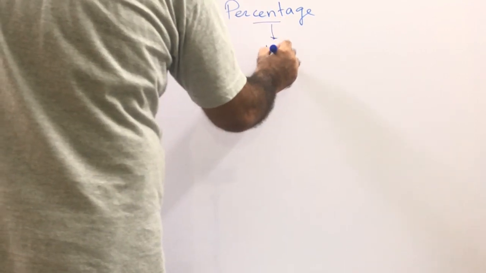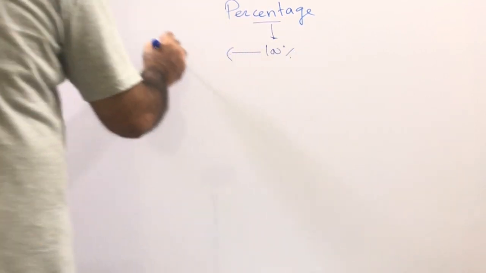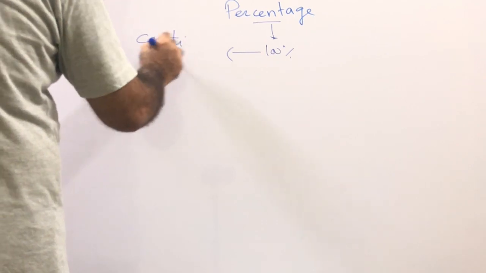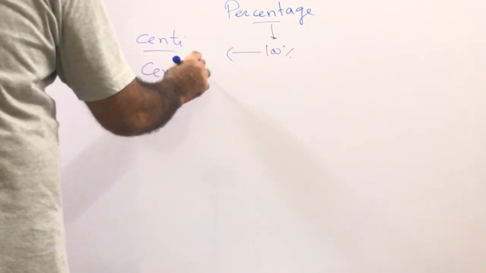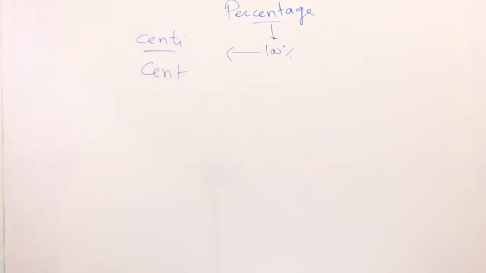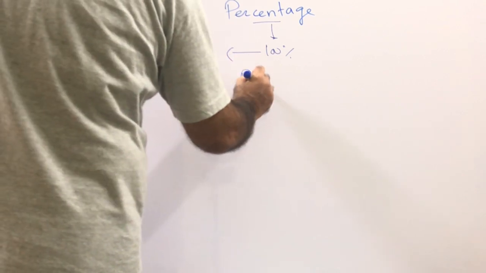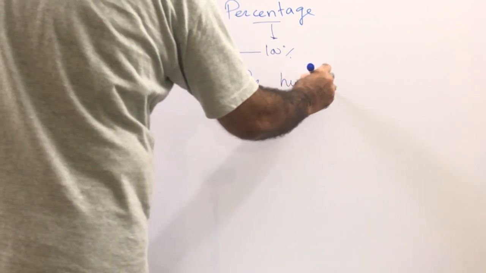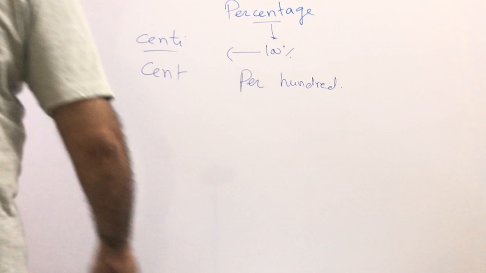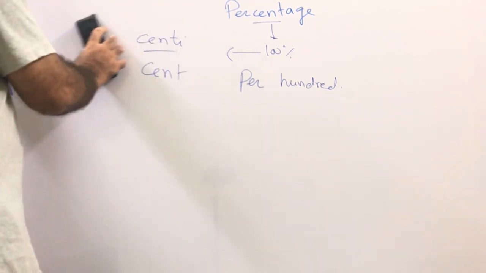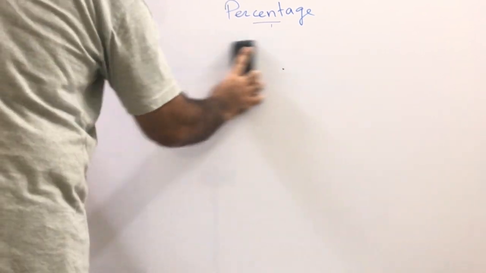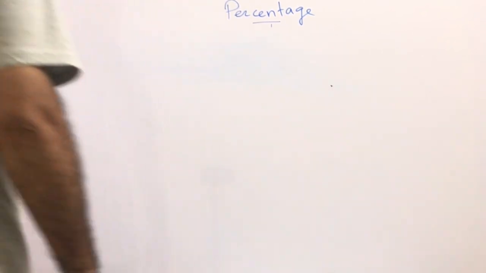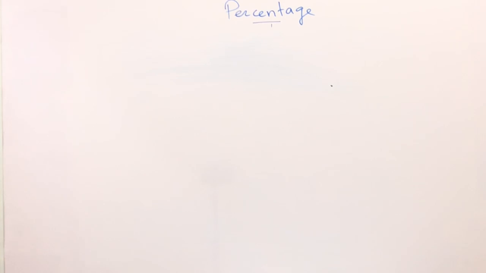Cent means 100. We know centi is the 100th part. We know 1 cent is the 100th part of a dollar. So cent means 100, and percent means per 100. When you say I got 75% marks, it means that the total marks were 100. So this is the basic idea of percentage: per 100.